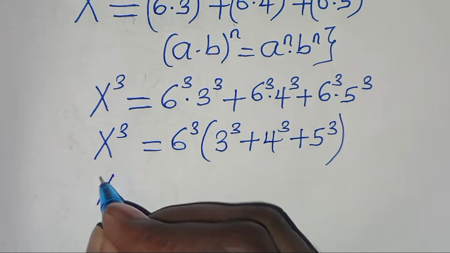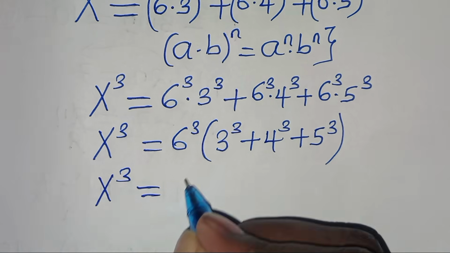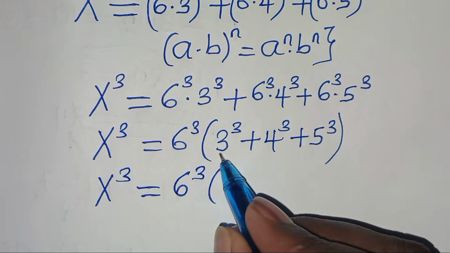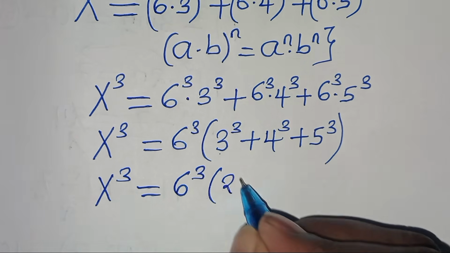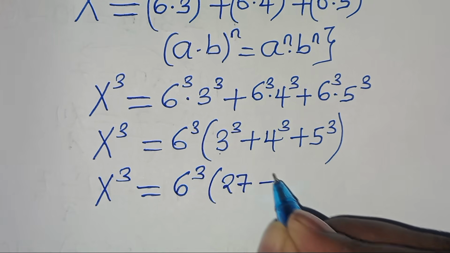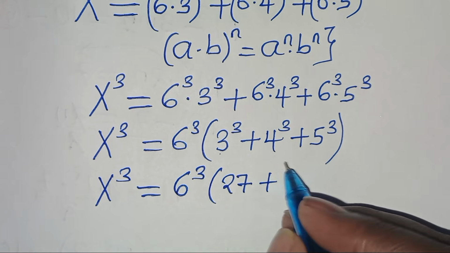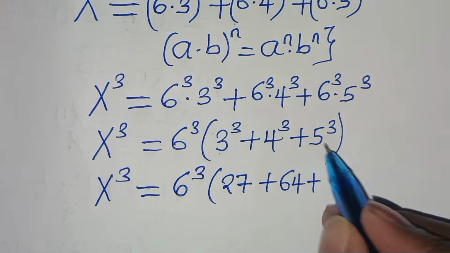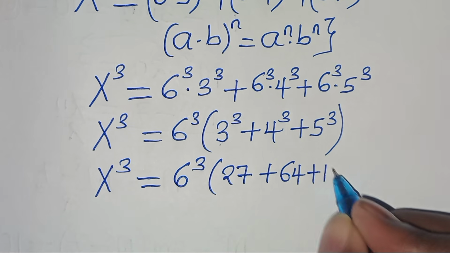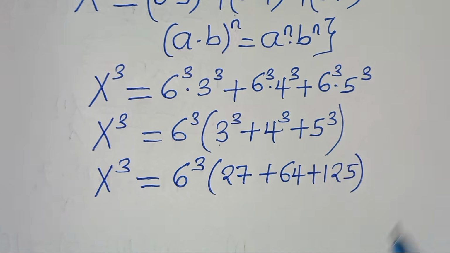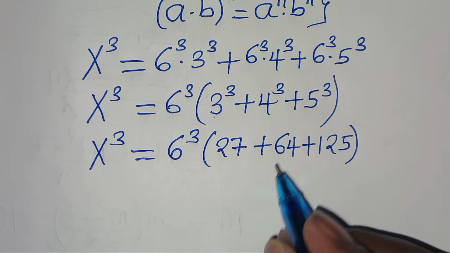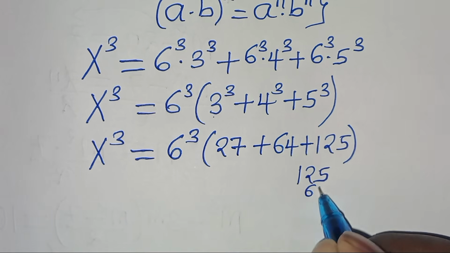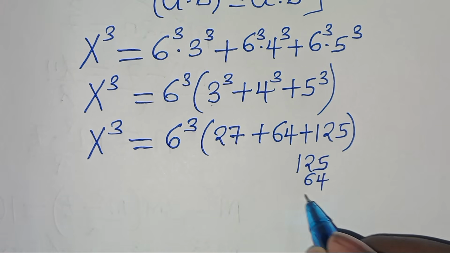So this is x to the power of 3. This is equal to 6 to the power of 3 times the parentheses: 3 to the power of 3, this is 27. Then plus 4 to the power of 3, this is equal to 64. Then plus 5 to the power of 3, this is 125. Now this means we have 125 plus 64 plus 27.